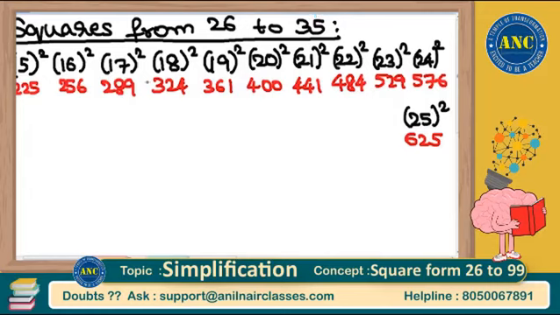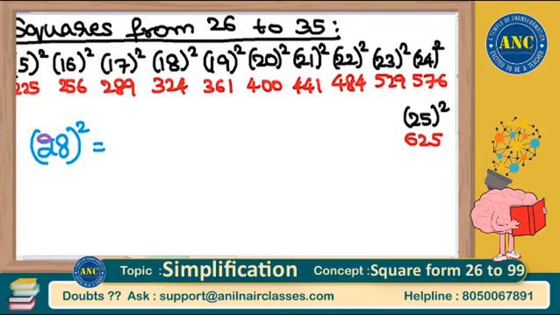Now listen carefully, sir. Squares from 26 to 35. Suppose for example I want to find 28 square. One way of finding 28 square is apply a plus b whole square, which I already taught you people. Another way of finding 28 square. Everyone listen carefully for first problem. Another way of finding 28 square.